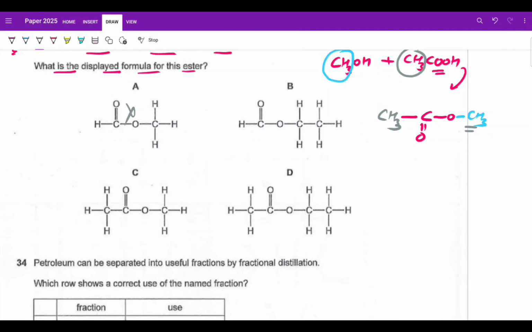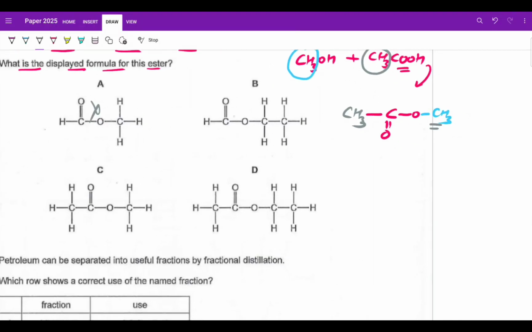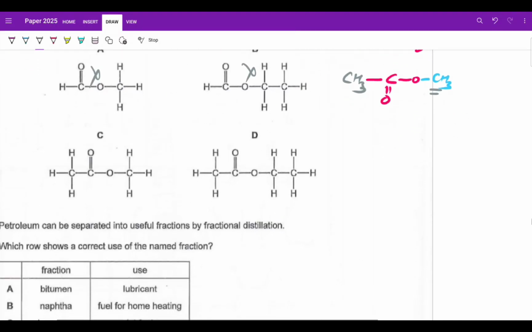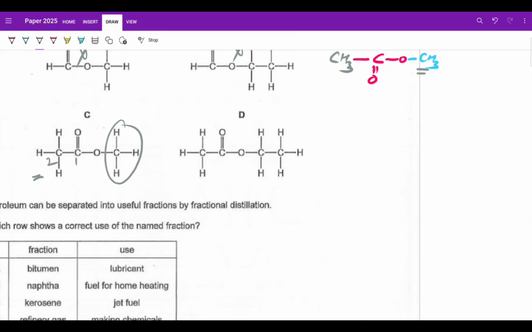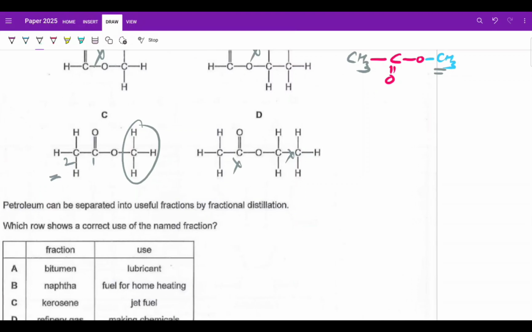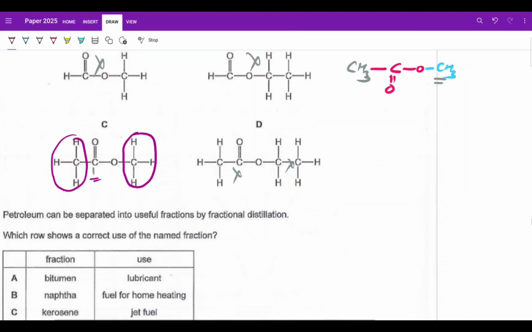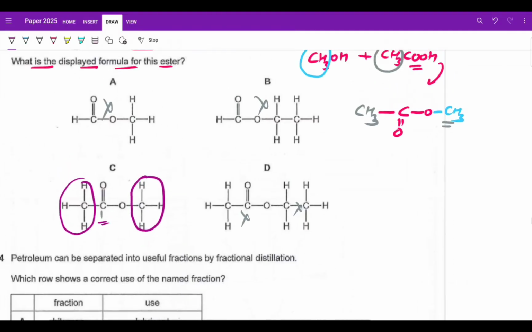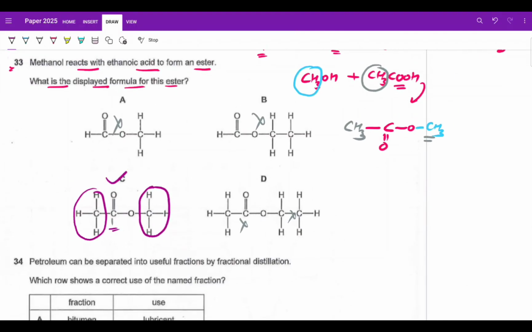We'll look for this. A is wrong. B is again wrong. C, it is a methyl group here and methyl here and ethanoate here, 1 and 2. C could be the correct option. It is an ethyl group here, ethyl group here, no, wrong. Therefore, the correct answer is C, where it has a methyl group with oxygen and an ethyl group with this. It is methyl ethanoate. Hence, for question number 33, the answer is C.